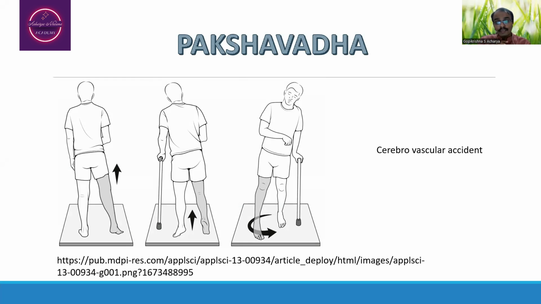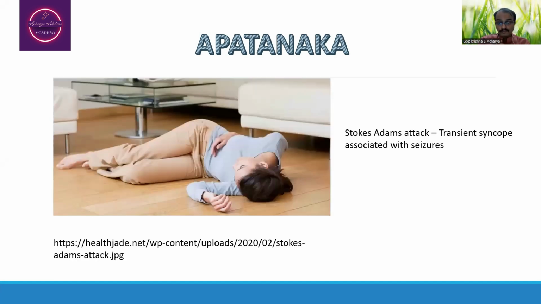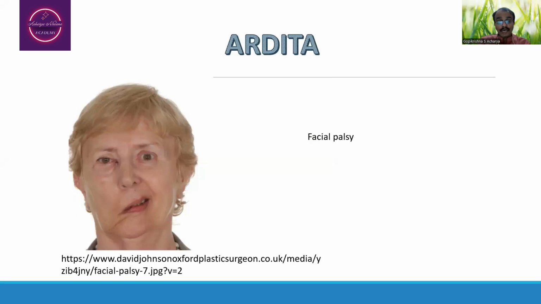So here the example is the pakshavadha. So here there may be a possibility of shiras affliction. What we can say, the present day cerebrovascular accident or stroke that is being mentioned. So here the apatanaka, the person will be having the seizures or involuntary movements which is associated with transient syncope. So that is the apatanaka as such. Ardita, there is the affliction of one half of the face as such.